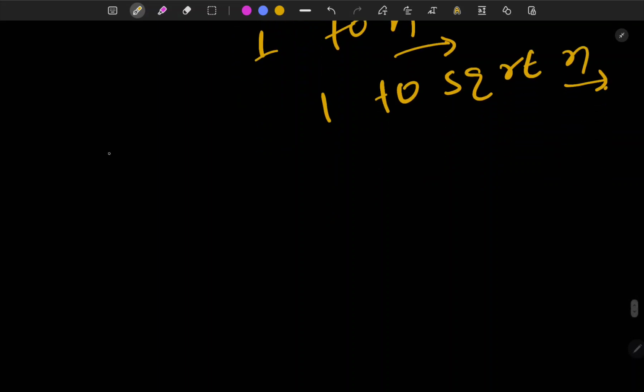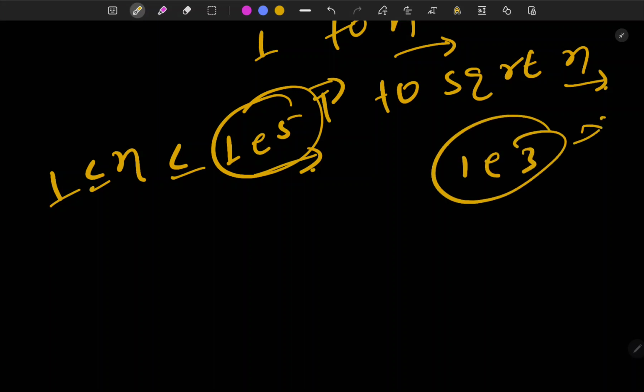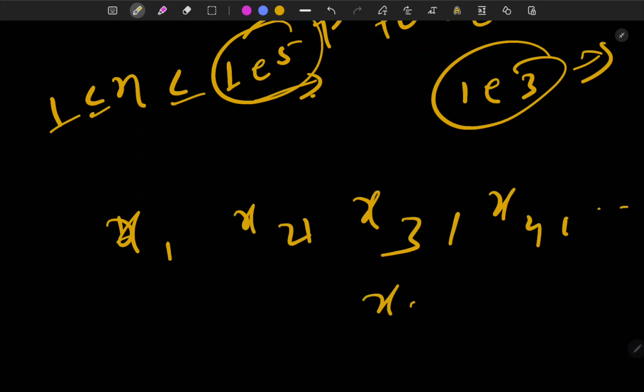Like in this case, it is given that n should be greater than or equal to 1, and it must be less than or equal to 1e3. So basically, you have to find all the divisors. Suppose n is given as 1e3, then you have to find all the divisors of it, and then you have to take one element. You have to iterate over these. Basically, suppose x1, x2, x3, x4 ... xn are the divisors of the given n.